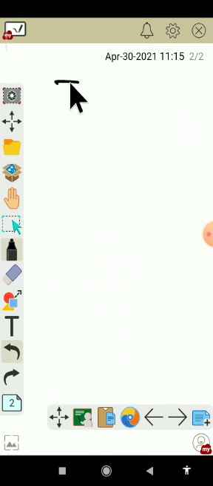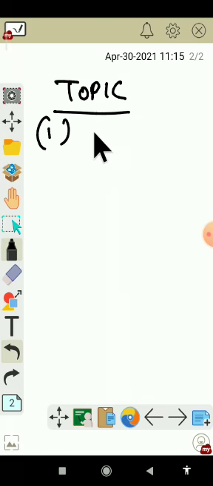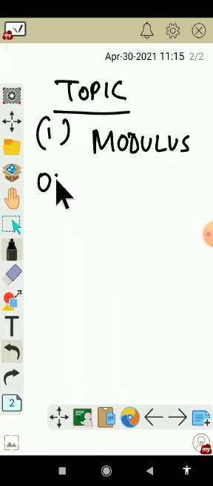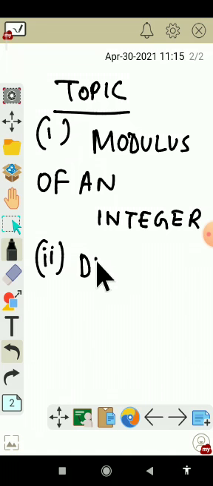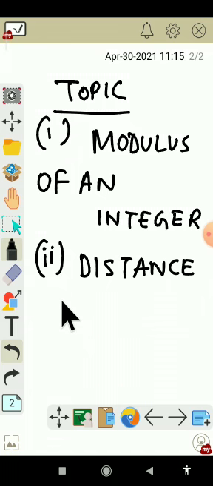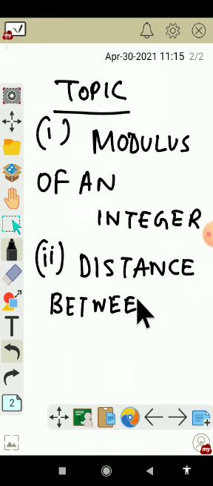Today's topic is modulus of an integer. Second topic is distance between the 2 points.